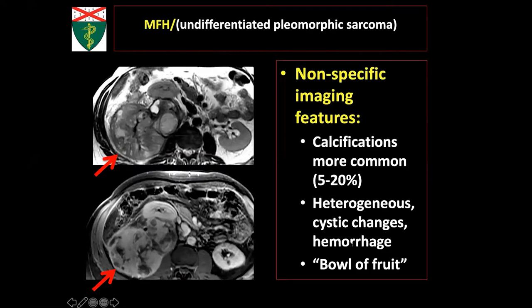So we'll see bright signal on T1 weighted images. The enhancement will be quite irregular. And somewhere in the literature, someone saw this and thought this looked like a bowl of fruit. And so that's also been described. But the point here is that you're not going to be able to make a specific diagnosis, and this often is a diagnosis of exclusion, at least based on imaging.